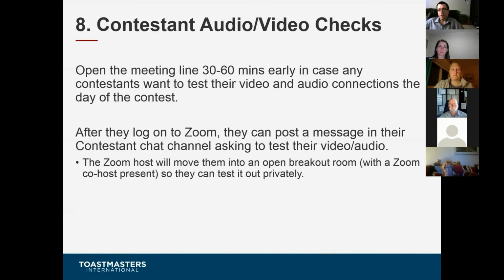You want to give the contestants a chance to check their audio and video the day of the contest. And so we recommend opening up the room, say 30 minutes or an hour beforehand. That way, if a contestant wants to do a sound check, they can just type into their chat channel, hey, I'd like to test my camera. The Zoom co-host goes with them to one of the open breakout rooms. They test out their camera. Once everything's good, they go back and they're ready to go. So make sure to give that service to the contestants if they want it.